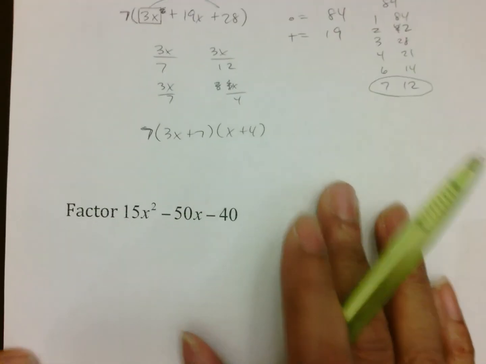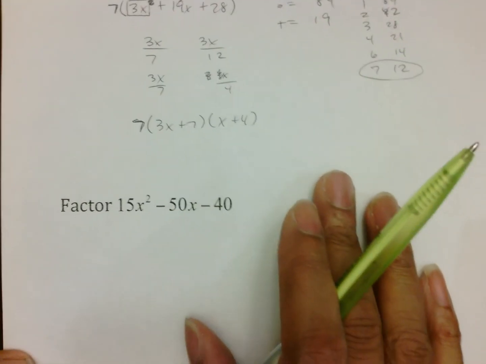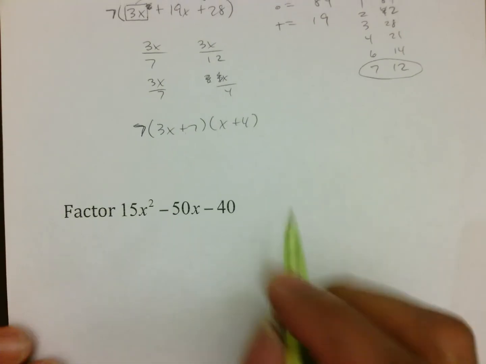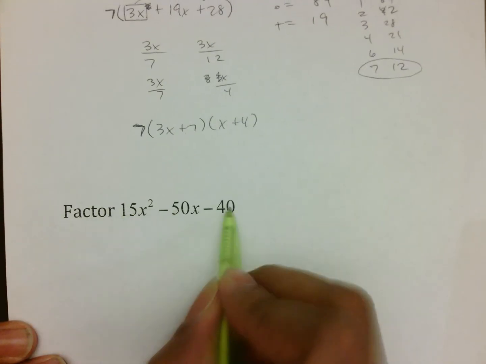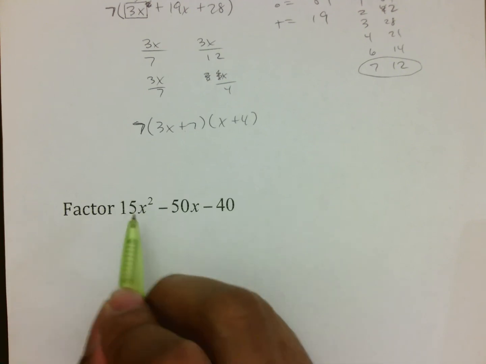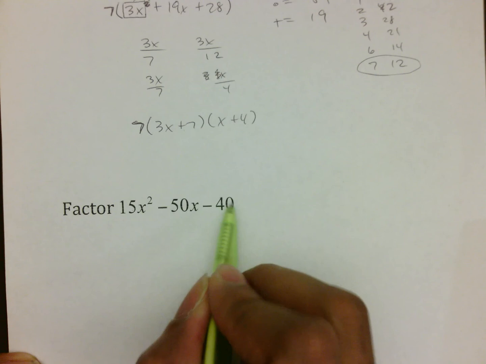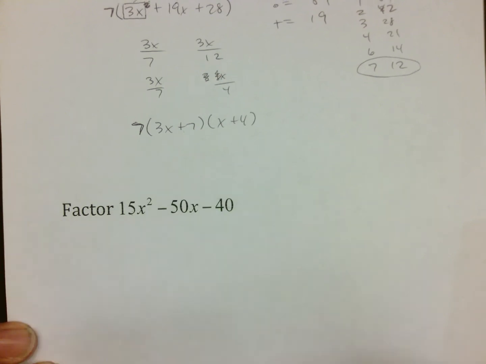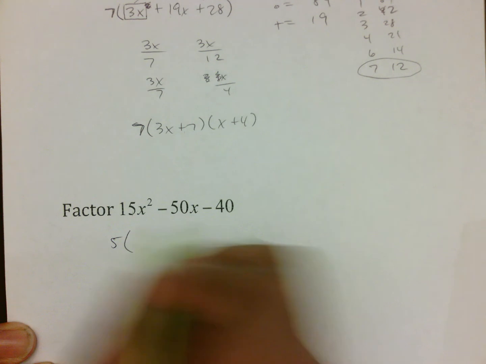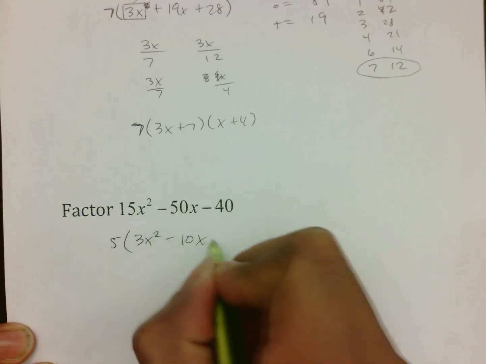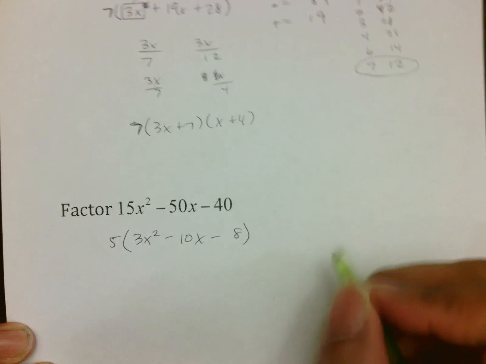Looking at the very last one for this lesson here, factor 15x squared minus 50x minus 40. Again, these numbers are big. I really don't want to try to multiply 15 and 40 because that's a big number, so I'm going to kind of cross my fingers and see if there's something that goes into all three. I notice all of them end in a 5 or 0, so that means you can at least take a 5 out. So 5 would lead to 3x squared minus 10x minus 8.